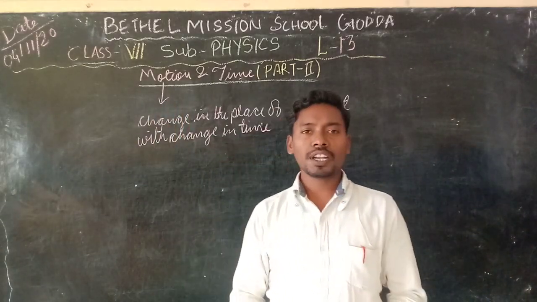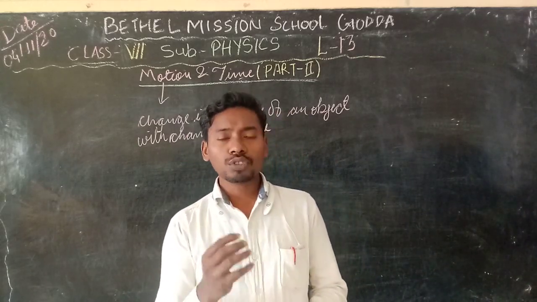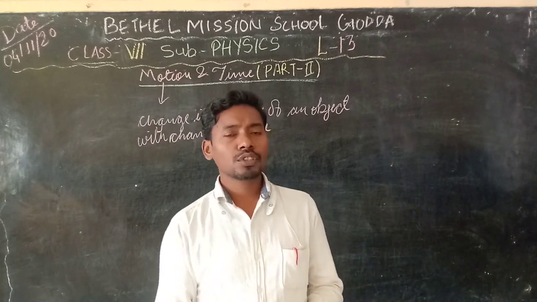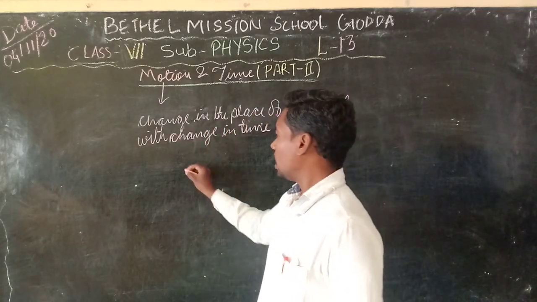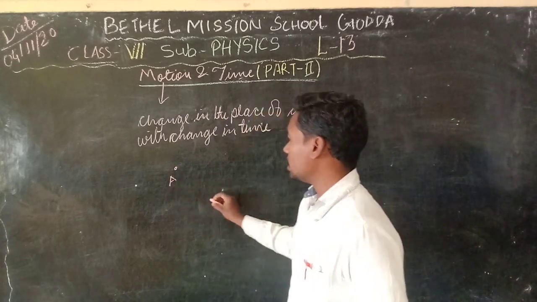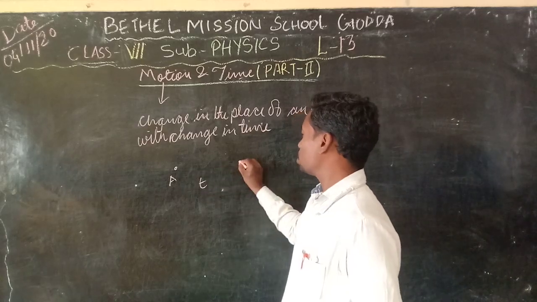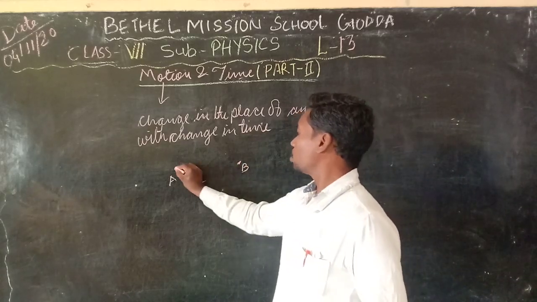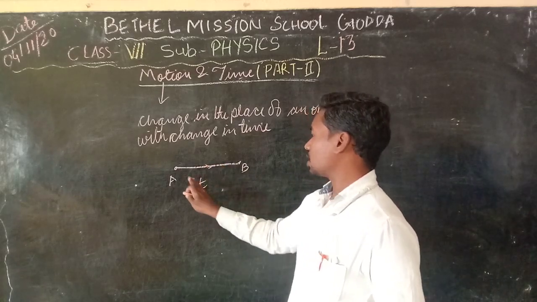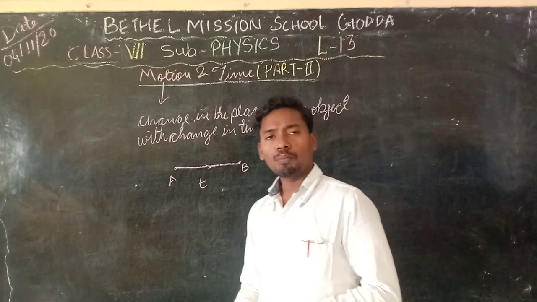Motion can be defined as an activity in which the position or location of an object changes as the time changes. For example, let there be an object at point A, and after t time it reaches another point B. So this movement of an object from point A to point B is called motion.